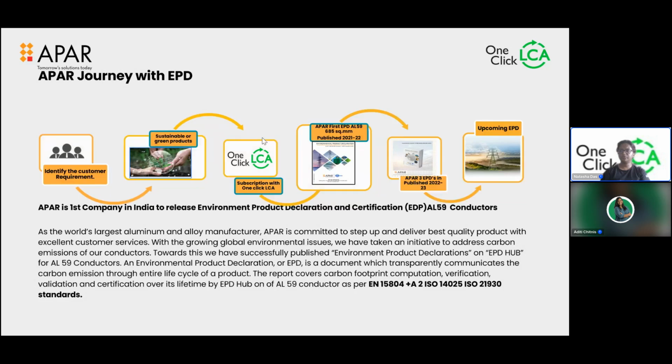I don't know if you remember, when you get the results from One Click LCA, it is literally a table of environmental impacts. Then it's called a product LCA, and once you get it third party verified, it becomes an EPD. All right. So that is the journey that APAR also has gone through. APAR's first EPD was for AL59, which was published in 2021. In 2022, 2023, they have published 3 EPDs, and in 2024 they have many more EPDs to come.